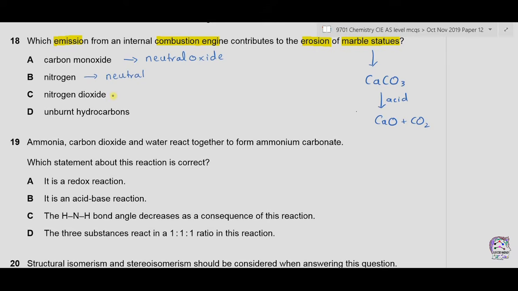Nitrogen is also neutral. C is nitrogen dioxide. It is an acidic gas, as it dissolves in water to form HNO2 and HNO3. D is unburnt hydrocarbons, which are also neutral in nature. So the only correct option is C.